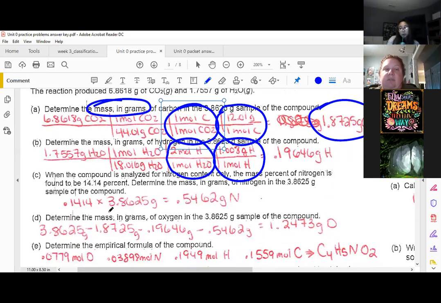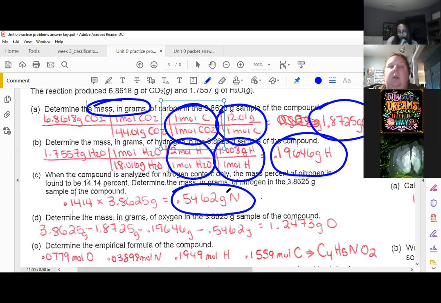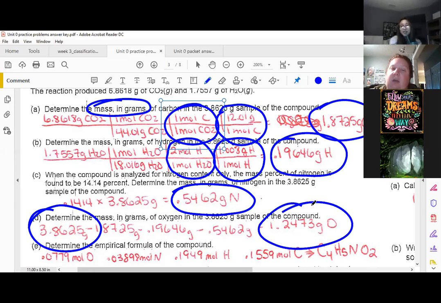See, they're sort of giving us the information about the nitrogen. If it's 14.14% of the whole thing, we take the decimal version of that percentage times the mass of the whole compound. That gives us our grams of nitrogen. So now we have grams of carbon, grams of hydrogen, grams of nitrogen, and we know the mass of the whole compound put together. So if we subtract that away, whatever remains has to be the mass of oxygen.